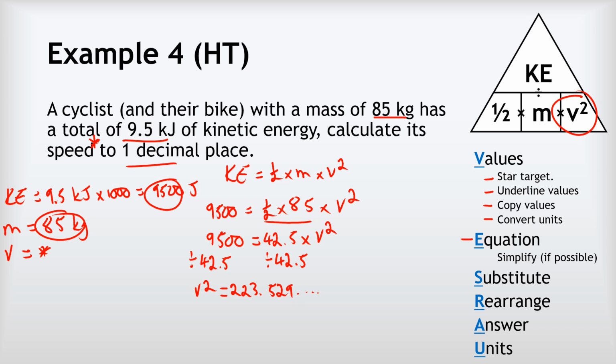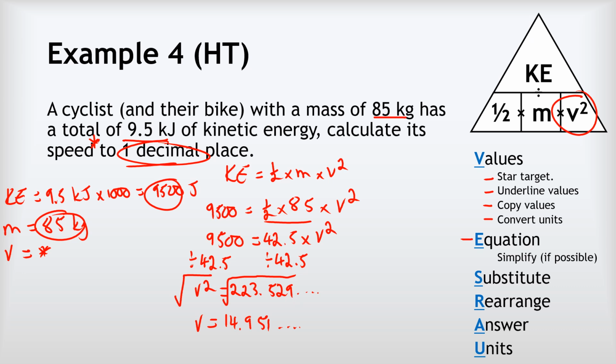Now, if v squared equals 223.529, the inverse of squaring is the square root. So if we square root both sides, we get v equals the square root of 223.529, which equals 14.951, and so on. Now, if you note in the question, it asked for the answer to 1 decimal place. So we need to round this appropriately.